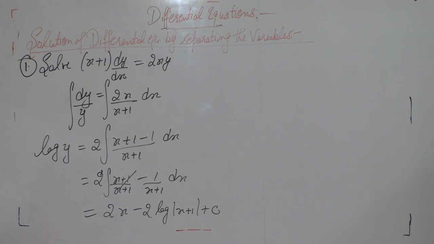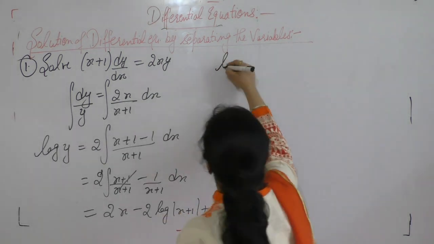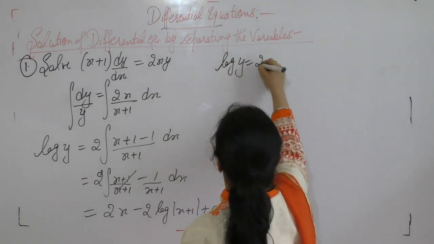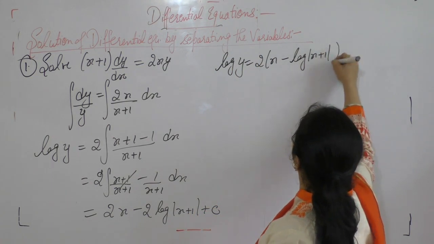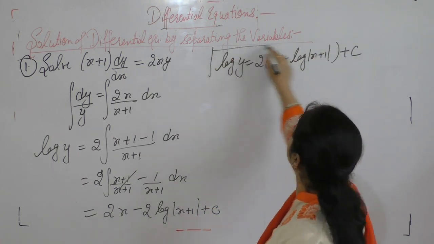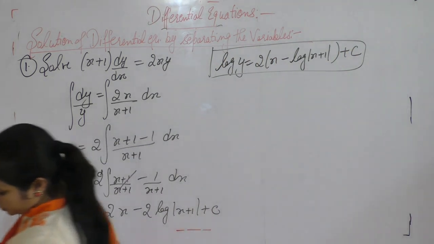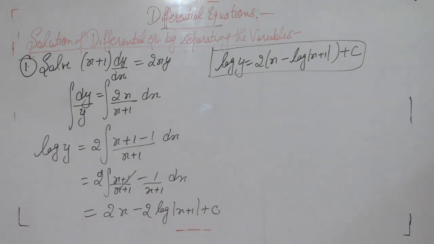Now log y is equals to 2x minus log of (x + 1) plus c. Log y is equals to 2x minus log (x + 1) plus c.